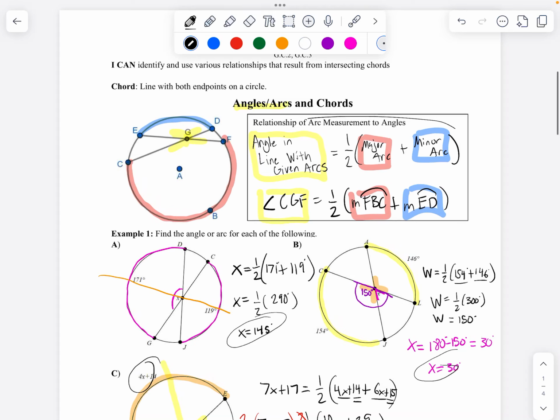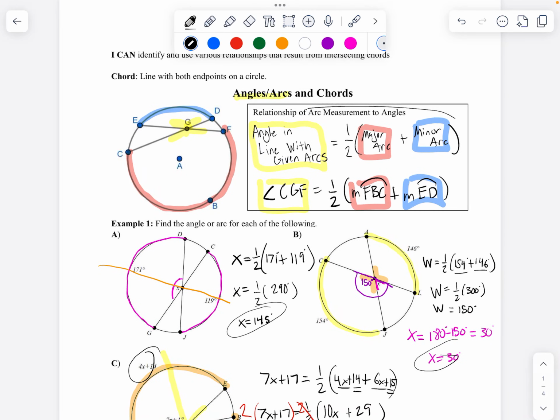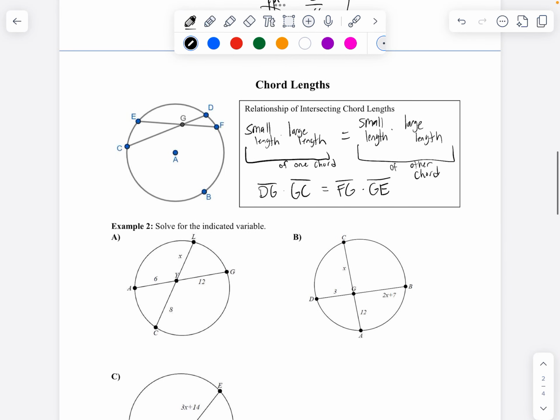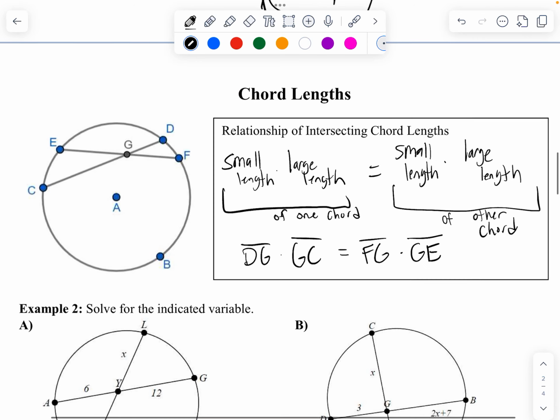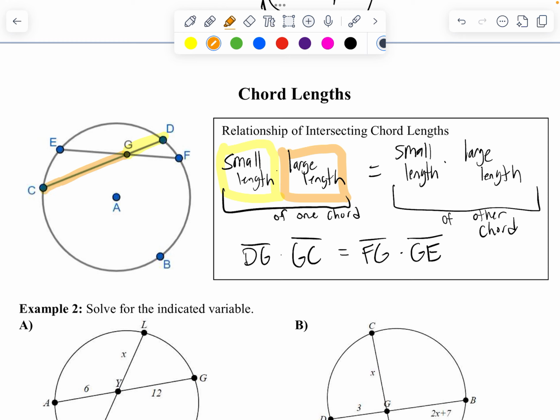Okay, so that's the first property with angles and arcs with chords. The next one is talking about the lengths of those chords themselves. So your general property is as follows. The small length, so pick a chord. So I'm going to pick that one right there. So the small length of the chord times the remaining larger length. Okay, so the product of the two lengths in a single chord is equal to the small length of the other chord times its larger length.